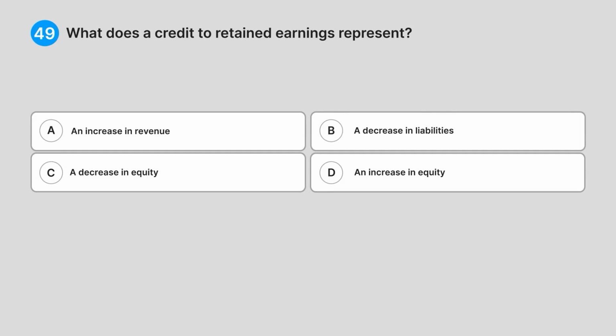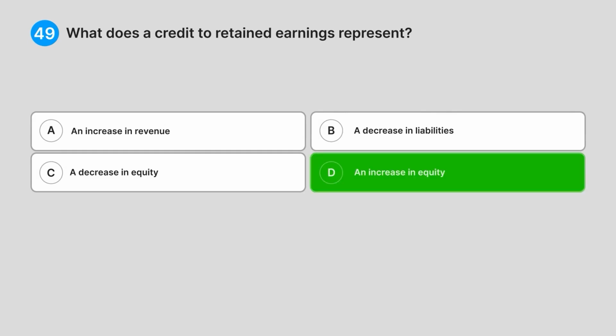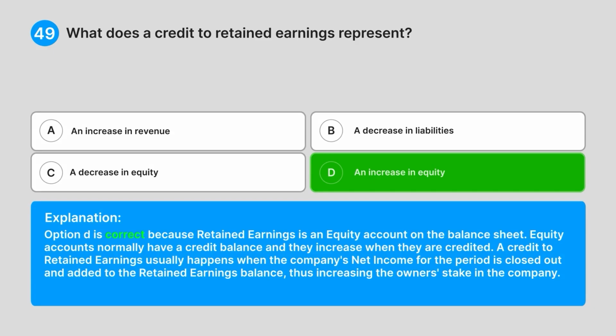Correct answer. D. An increase in equity. Explanation. Option D is correct because retained earnings is an equity account on the balance sheet. Equity accounts normally have a credit balance, and they increase when they are credited. A credit to retained earnings usually happens when the company's net income for the period is closed out and added to the retained earnings balance, thus increasing the owner's stake in the company.